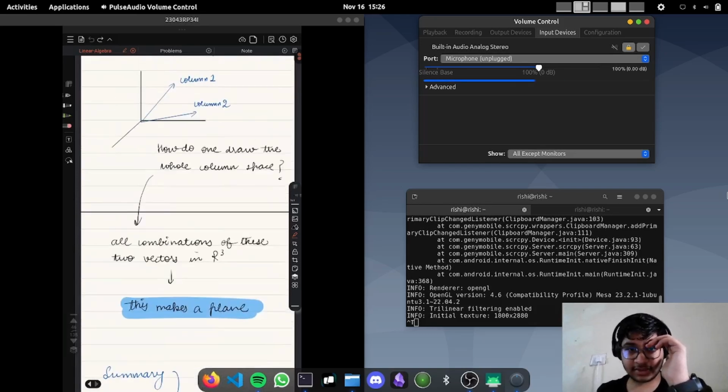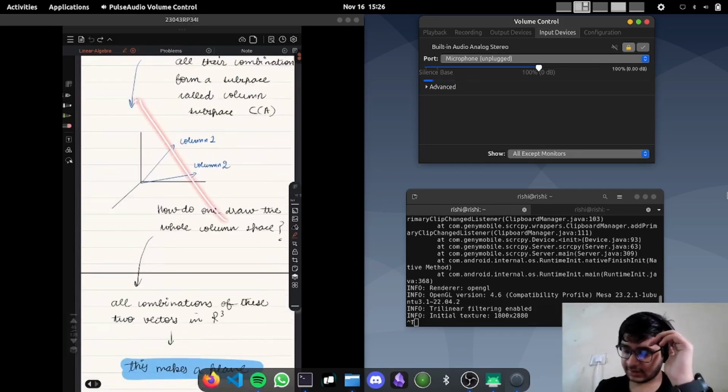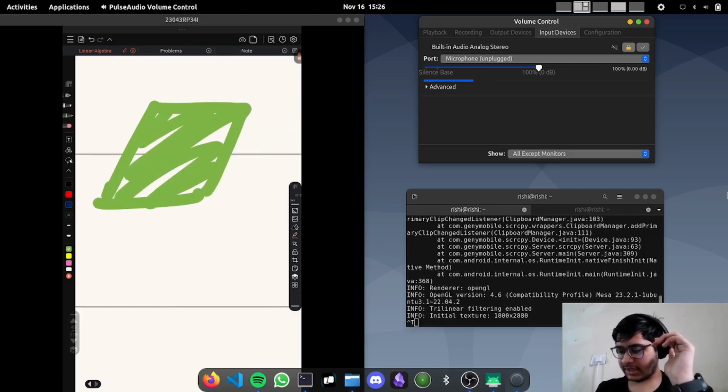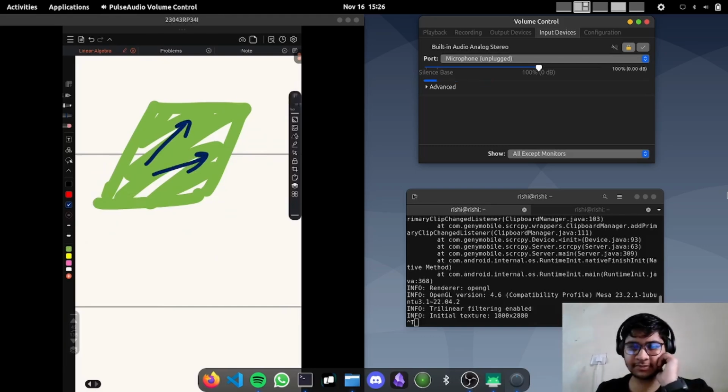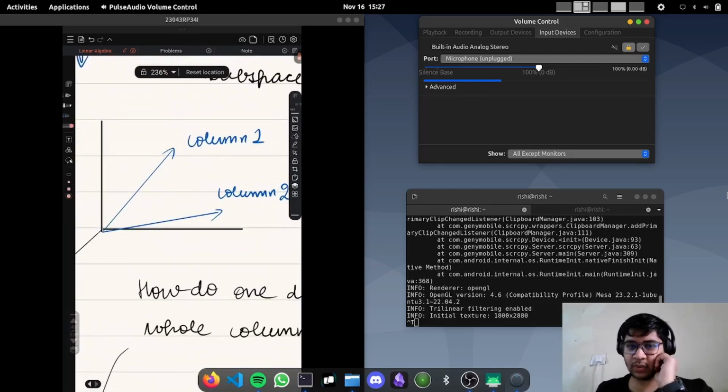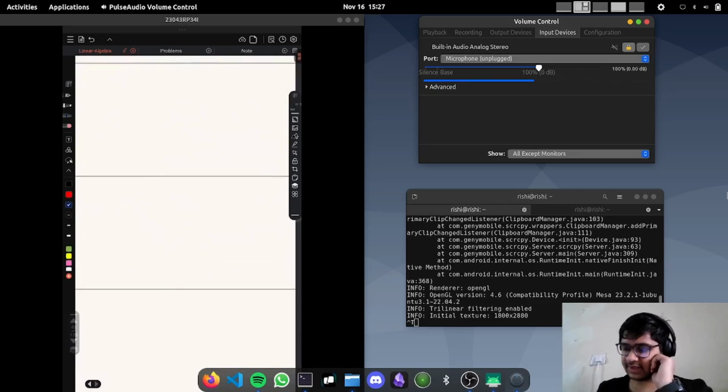So how does this make a plane? This will make some plane like this, because these are only 2 vectors in R3. To calculate a plane, we at least need 2 vectors, a point from which the 2 vectors are passing, and a normal vector which can be calculated using these 2 vectors. So this is a very simple and intuitive thing. Let's make a plane first.